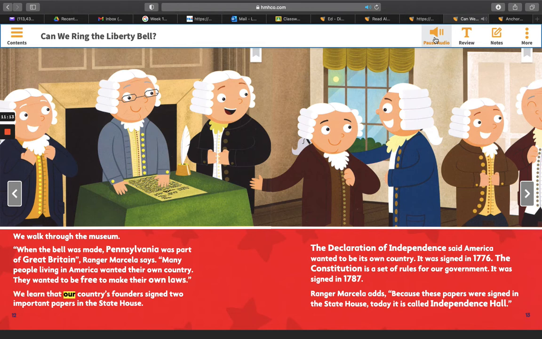We learned that our country's founders signed two important papers in the State House. The Declaration of Independence said America wanted to be its own country. It was signed in 1776. The Constitution is a set of rules for our government. It was signed in 1787. Ranger Marcella adds, "Because these papers were signed in the State House, today it is called Independence Hall."